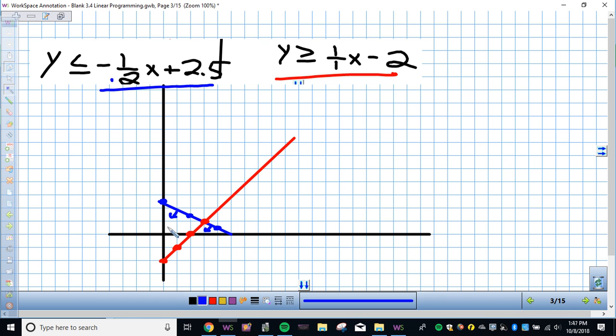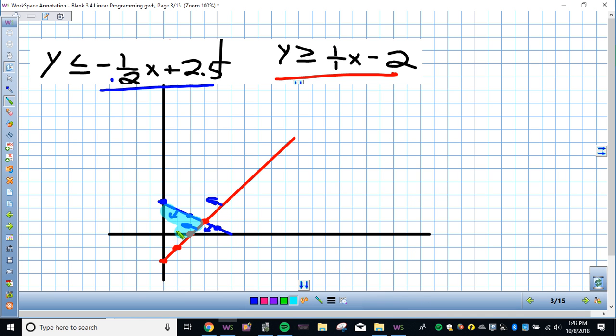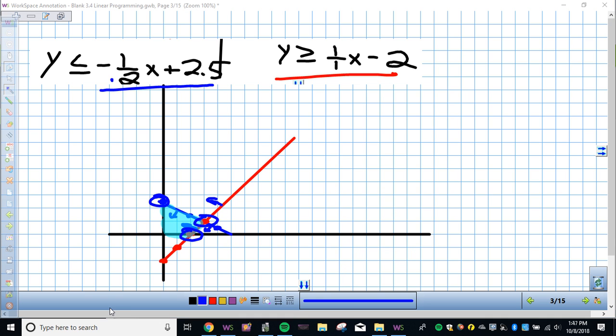Okay, red line, do I shade above or below? Above. So we would shade here or here, and then the place where the arrows point towards one another is this area in the middle here, okay? So we need the corners of this feasible region. So we need any place on the edge of the feasible region. So those three ordered pairs.